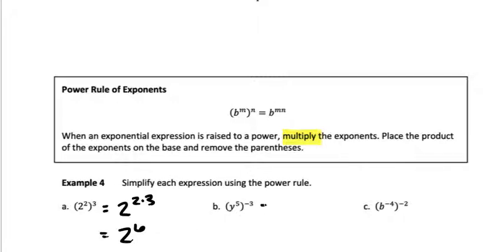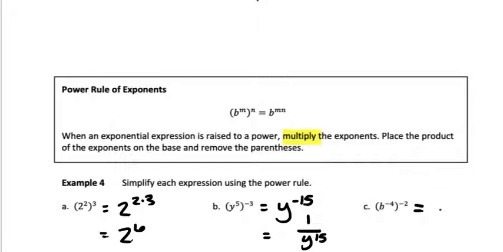For b, when we multiply, we get 5 times negative 3 is negative 15. Now generally speaking, we want to avoid using negative exponents, and so if we get a negative exponent, we would change that to a positive exponent by putting it in the denominator of the fraction. So that would be 1 over y to the 15th.